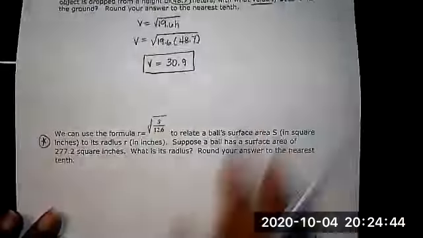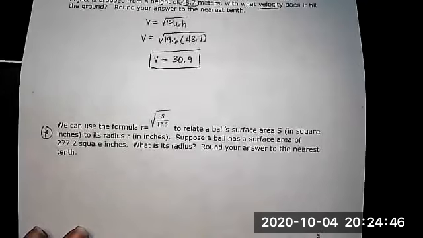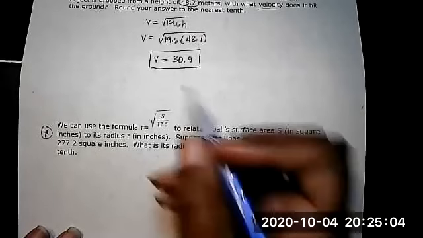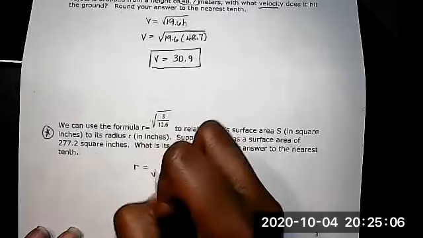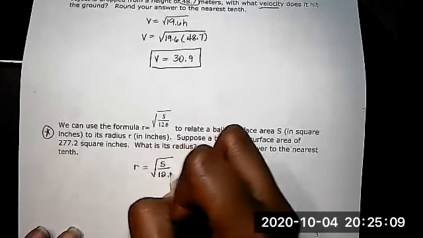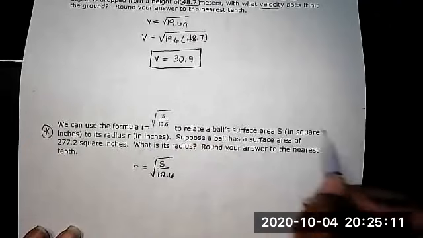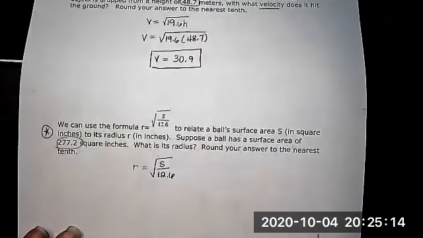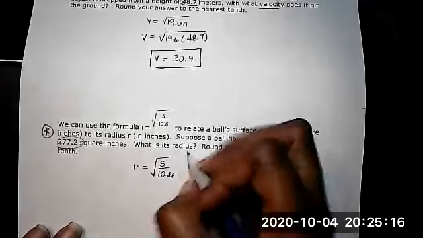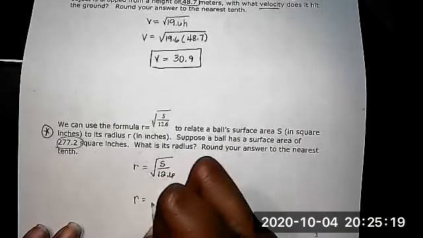Okay. All right, we can use the formula R equals the square root of S over 12.6 to relate a ball's surface area, S in square inches, to the radius R in inches. Suppose a ball has a surface area of 277.2 square inches. What is the radius? So again, R is equal to the square root of S over 12.6. Here it says we know the surface area is 277.2. And we don't know what the radius is.